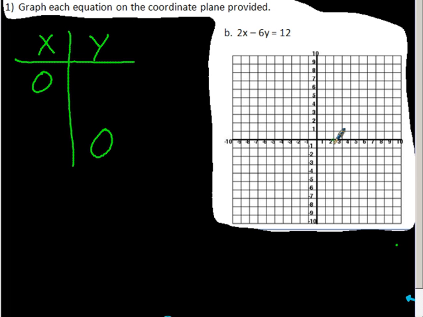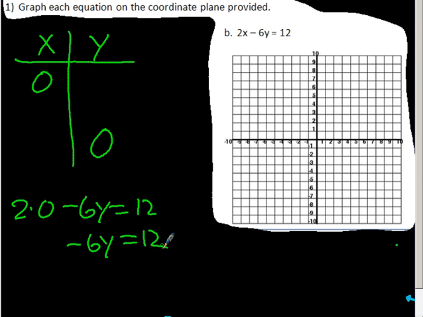So let's just substitute in. If I put 0 in for x, I get 2 times 0 minus 6y equals 12. So minus 6y equals 12 because 2 times 0 is 0. Divide by negative 6, and I get y equals negative 2. So when x is 0, y is negative 2. Right there.